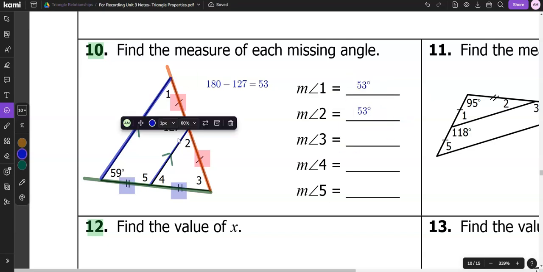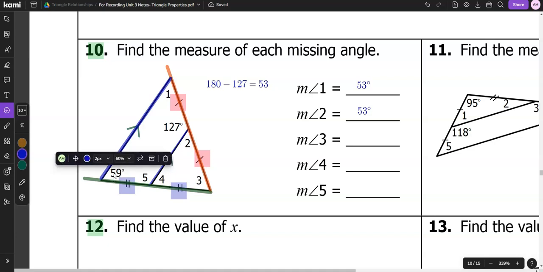Now, I do not yet have enough information to do angle 3, but I do have enough information to do angle 4 and angle 5. If we look at both angle 4 and 5, they are going to be related to the 59-degree angle here. So first of all, angle 4 is in the same relative location as the 59-degree angle, which makes them corresponding angles. Angle 5 and the 59-degree angle are same side interior angles, so again, they're going to equal 180.